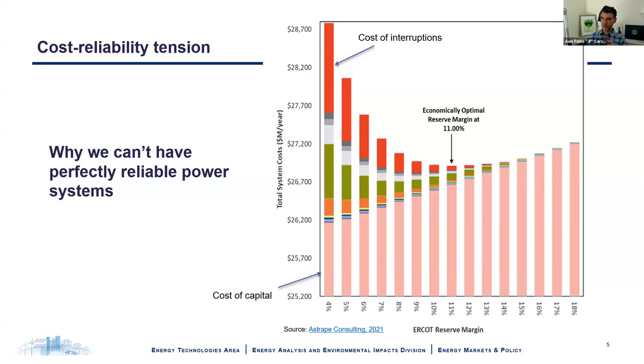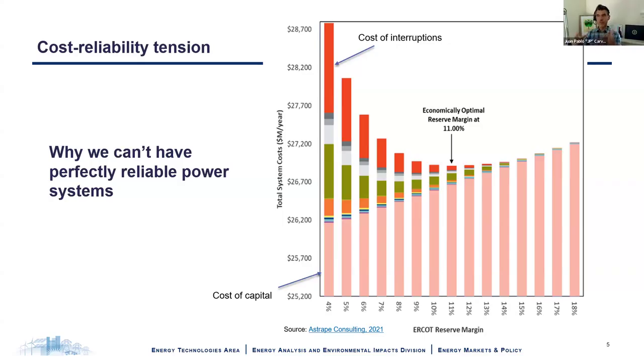If you have a lower reserve margin, I can spend fewer dollars in my capital, in my assets, but I might have a much larger cost of interruptions in that red bar. If I go all the way to the right, I do the opposite. I spend substantially more in capital, and then I have a much lower cost of my interruptions. But neither of these might be the optimal point. So they found in this particular study that right there in the middle, they had what they call the economically optimal reserve margin.